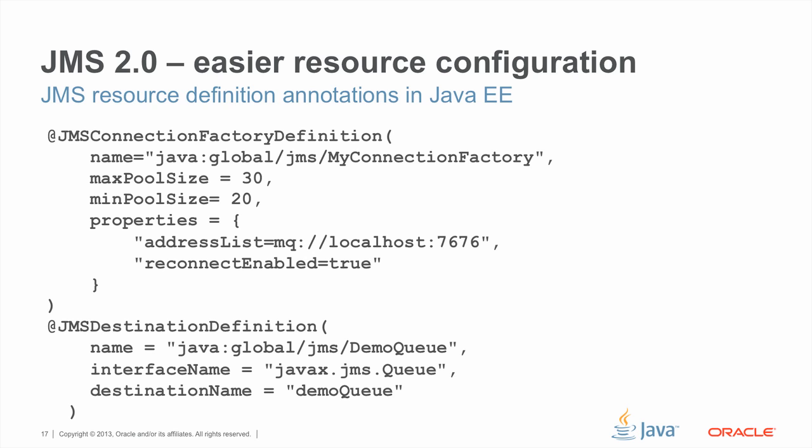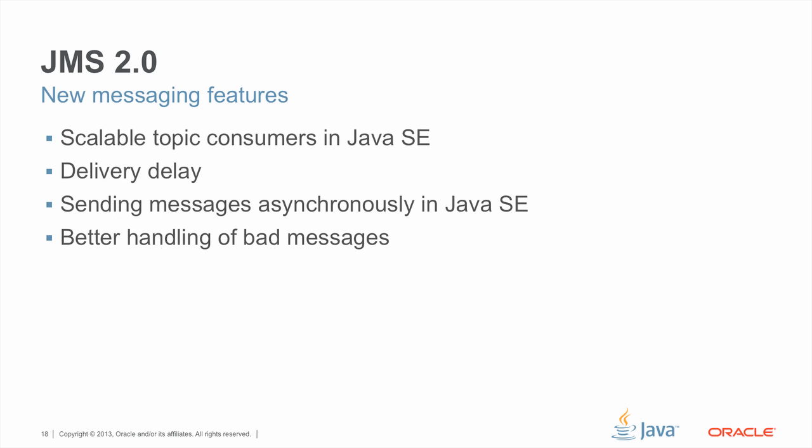But with JMS 2.0, you can simply add annotations to your code that define the connection factory, queue, and topic objects that your application requires, and the application server will create them for you. This brings us to the end of the summary of the new features that make JMS easy to use in all types of application, but particularly in Java EE application.